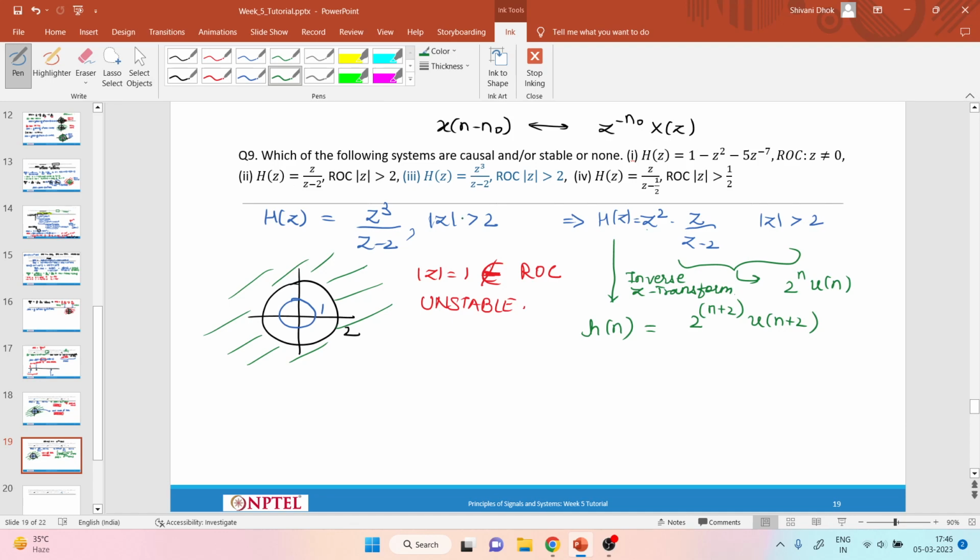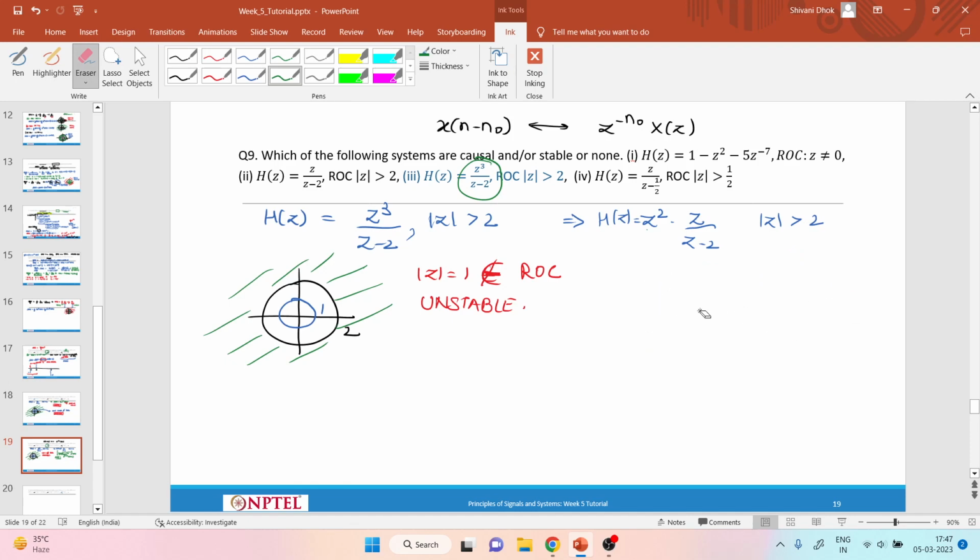That is correct. u of n plus 2. Yeah, u of n plus 2, n plus 2, n minus. Okay. So you are not understanding how this z transform is coming like this. Yes, okay, I'll redo it, no problem.